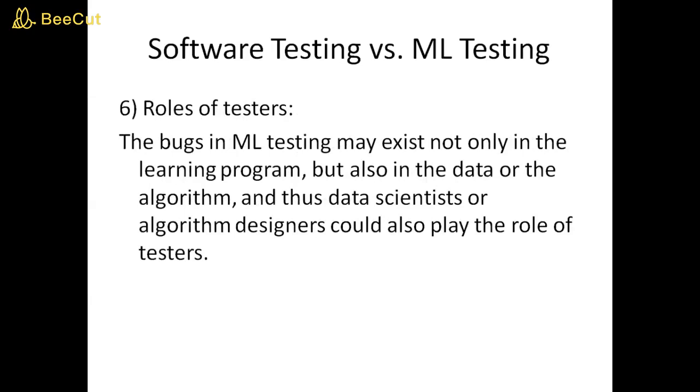Six: roles of testers. The bugs in machine learning testing may exist not only in the learning program, but also in the data or the algorithm, and thus data scientists or algorithm designers could also play a role of testers.